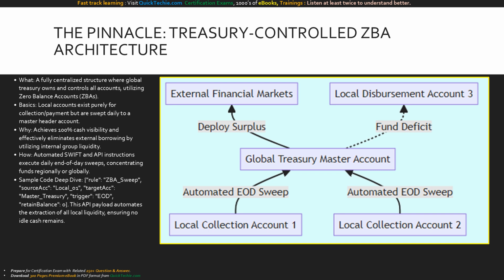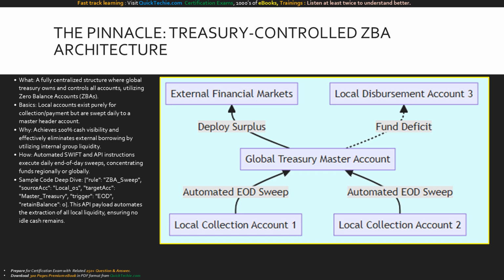What is it? A fully centralized structure where global treasury owns and controls all cash. The basics: local accounts may still exist to collect customer funds, but at the end of the day, their balance is automatically swept to a master treasury account. Why do this? It guarantees 100% cash visibility and completely eliminates unnecessary external borrowing by funding deficits with internal surpluses. How is it done? Through automated banking APIs.